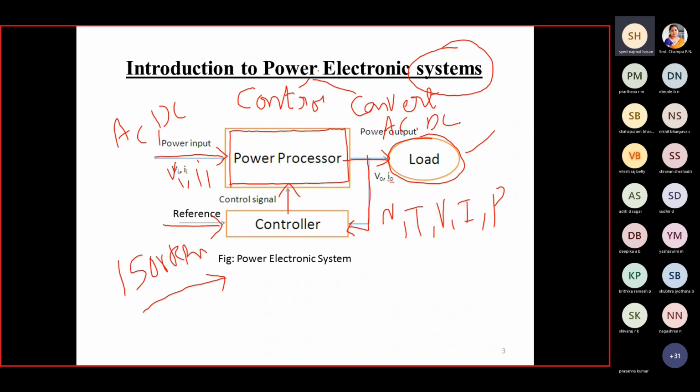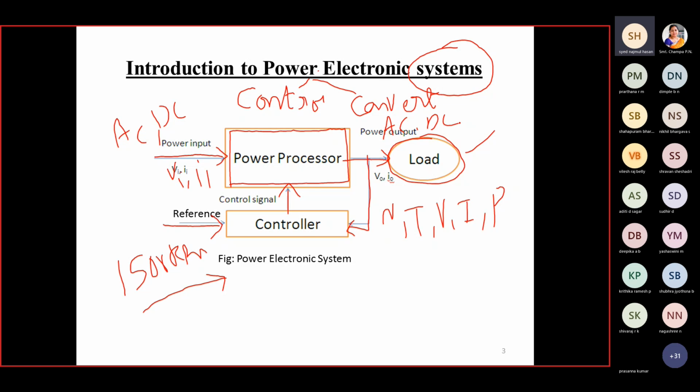And it has essentially three parts. One is the power processor or power electronic converter, the load, and the controller. For the controller, the input is a reference signal or user defined signal, the user required data. And another input is the sensor signal. The sensor signal can be any physical parameter. It can be an analog signal or a digital signal if my controller itself is digital in nature.